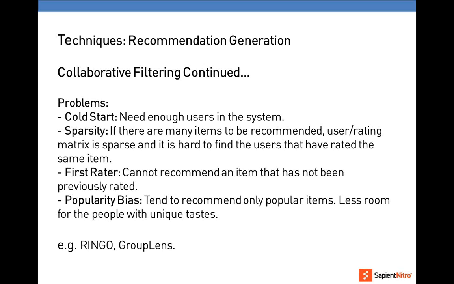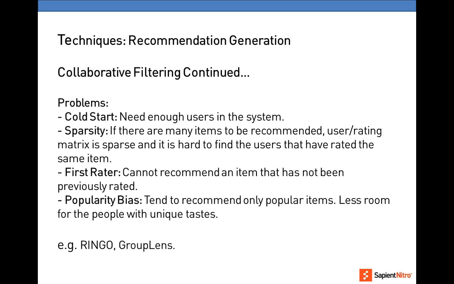First rater is another problem, where we cannot recommend anything because it has never been rated. It's a new entry in the system, or it can be a product which is only specific to certain users. Then there is popularity bias. We tend to recommend a product which is very frequently rated or very frequently used, so we over-recommend that product. So there is less room for unique people with unique interests.